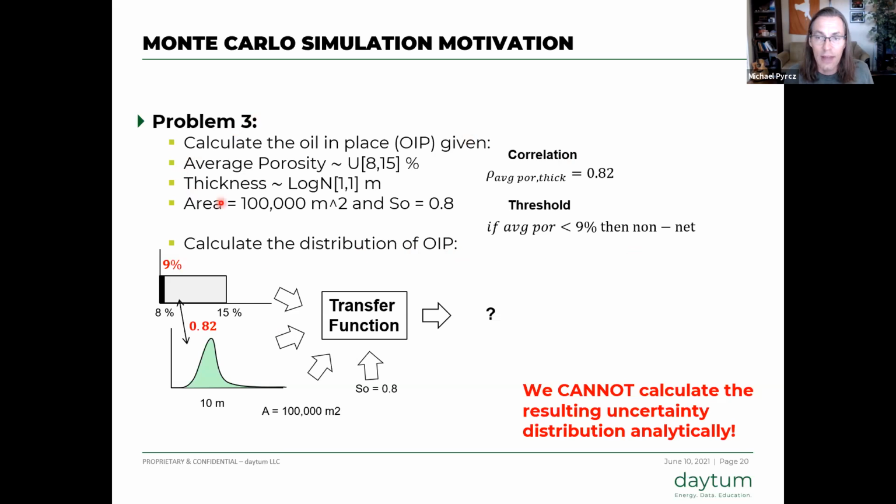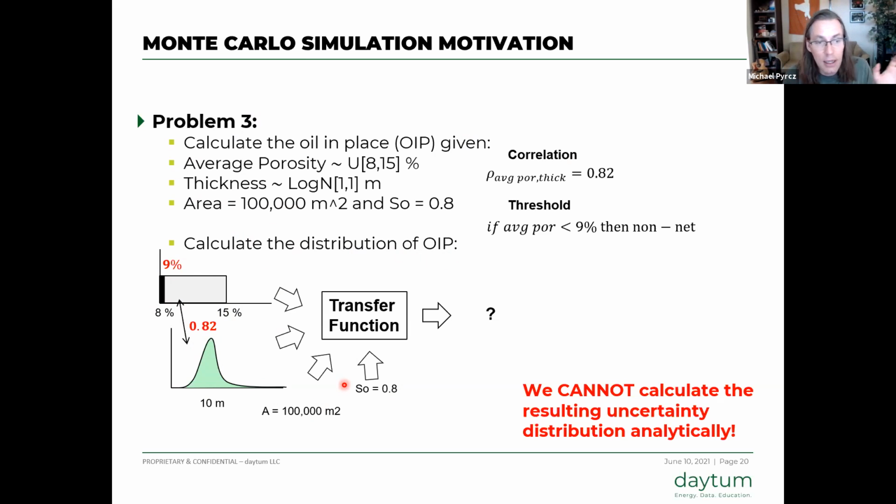Now we're going to take all of that information and calculate the oil in place. Okay, so we got that uniform porosity distribution with threshold applied. We got the log normal distribution for thickness. We got a correlation coefficient between two. We got two constants. Can anybody do this using analytical methods? Would anybody here be able to actually figure out what that distribution should look like? As soon as you start to do things like thresholds, as soon as you start to combine a bunch of different types of distributions, I got to tell you, the wheels fall off the wagon very quickly.